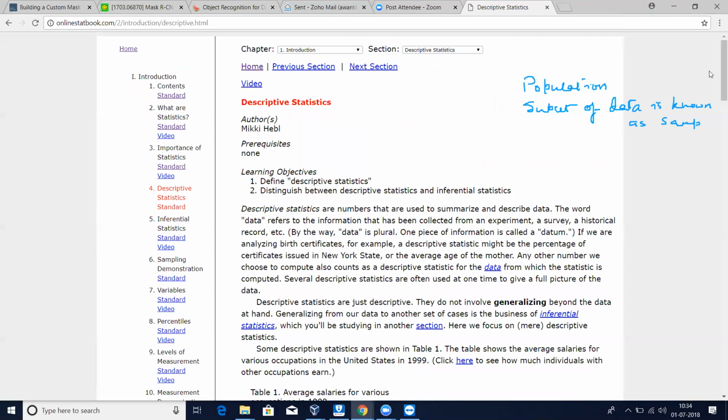Have you understood the meaning and difference of inferential statistics? To draw conclusions out of it. Right.